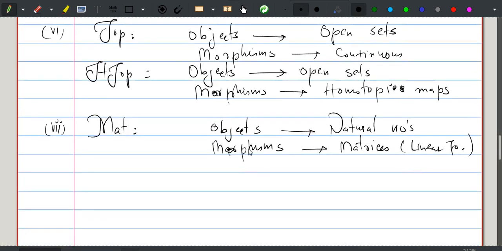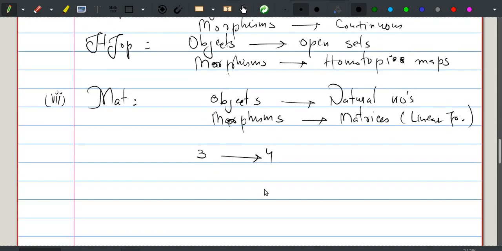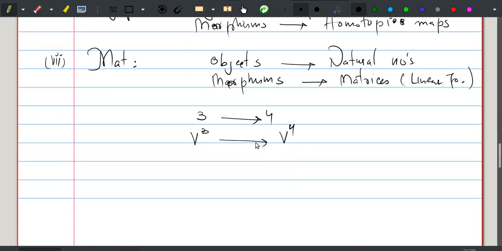So one can view here, say there's an arrow from 3 to 4. One can view this arrow as a morphism from a 3-dimensional vector space V3 to a 4-dimensional vector space V4. So the morphism here is a matrix of order 4 cross 3.